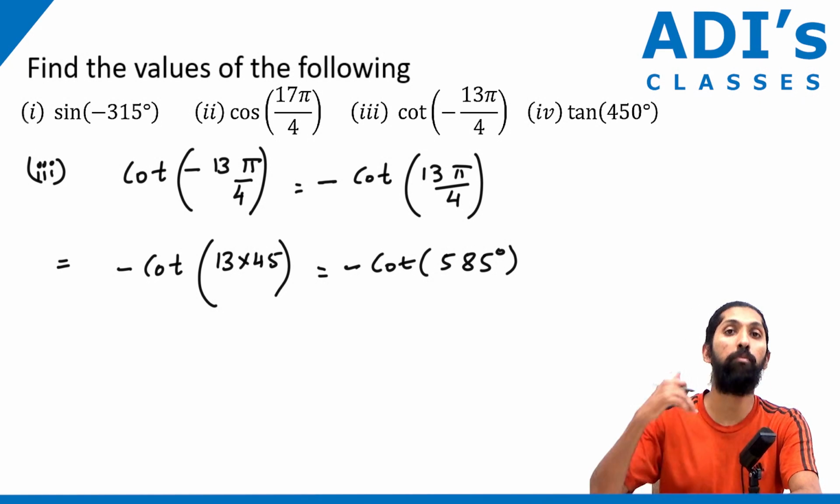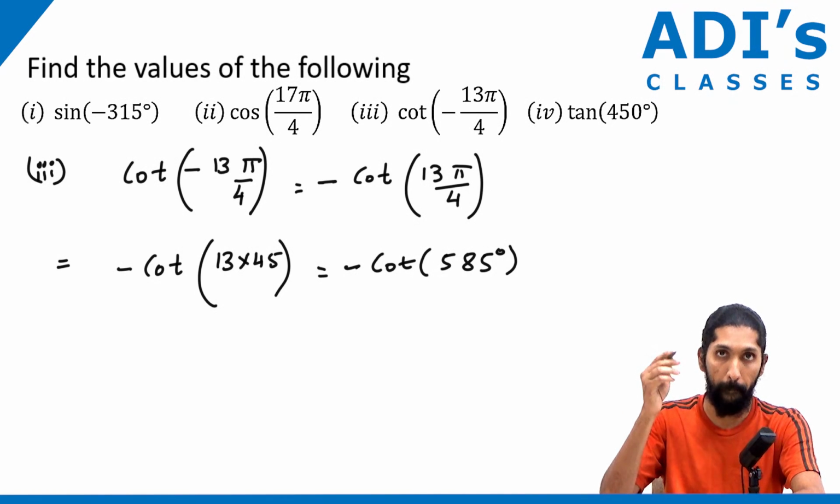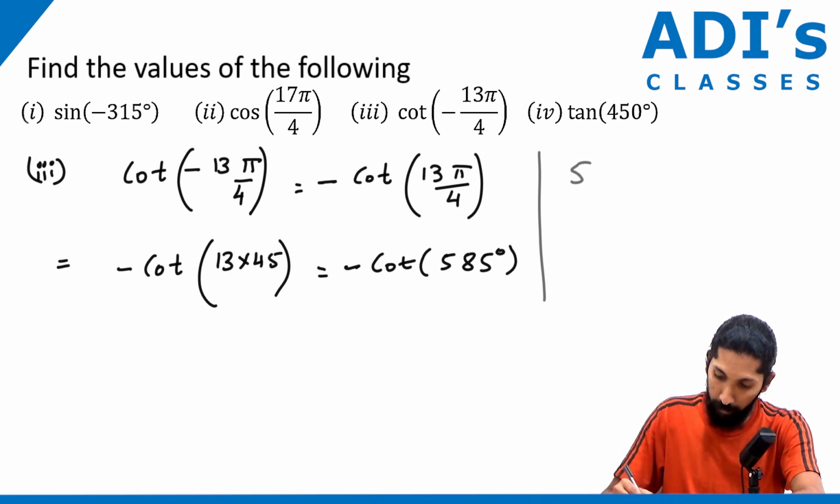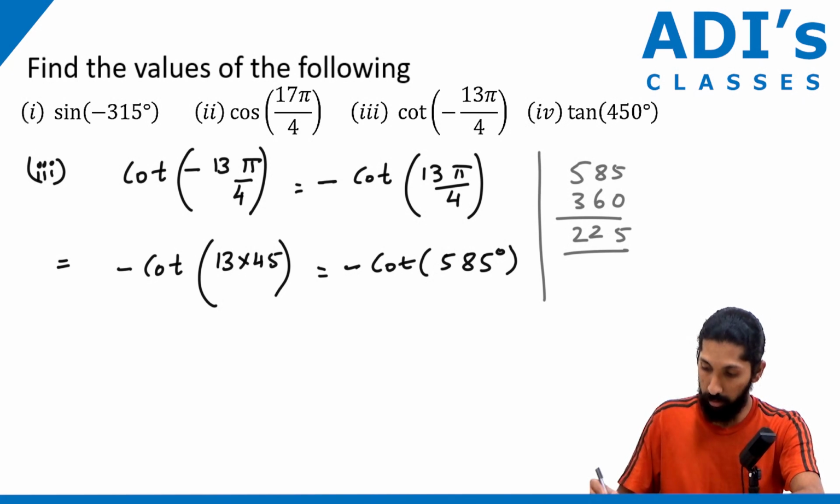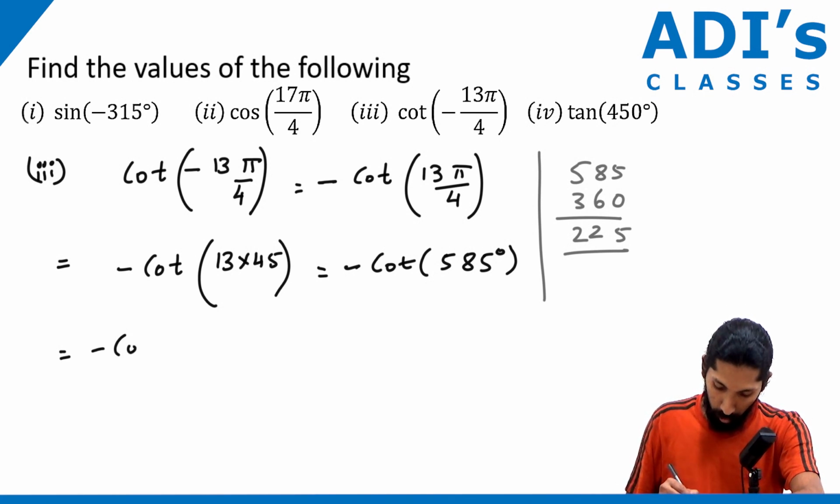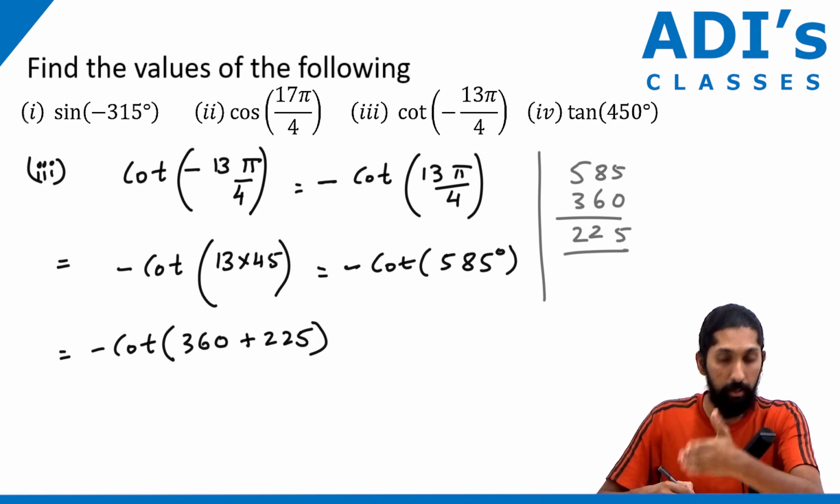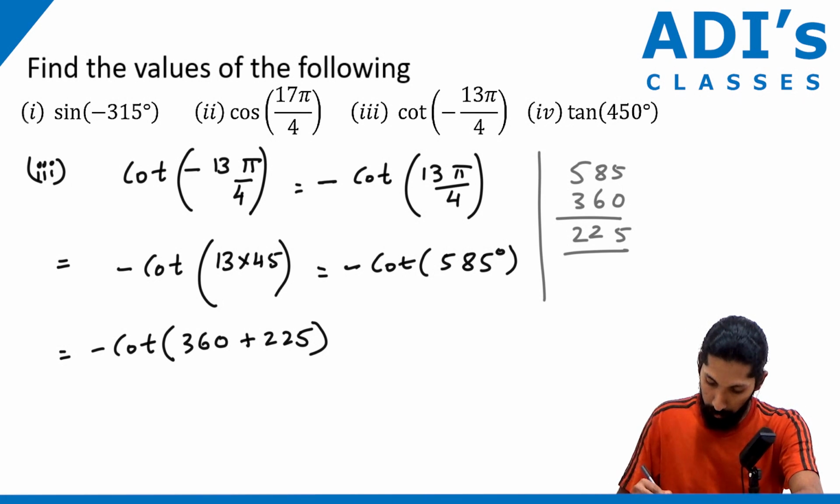So 585, it's more than 360. So first what you do, you subtract by 360 degree. So here we'll do quick calculation, 585 minus 360. So how much you'll get here? So you're going to get 225. So this way, minus cot of 360 plus 225. How much is cot of 360 plus theta? Cot theta itself. So this is going to become just cot of 225.